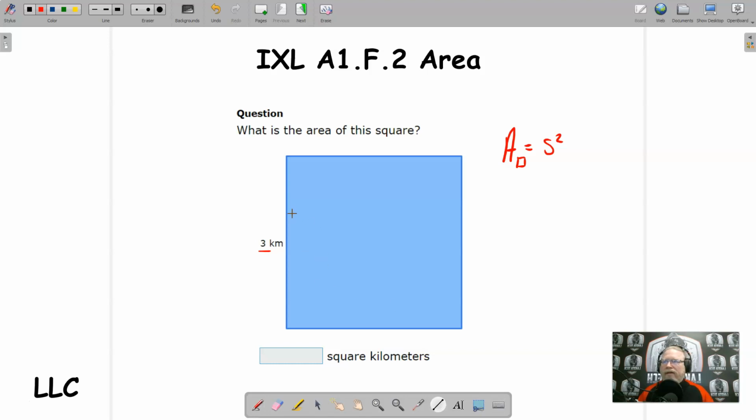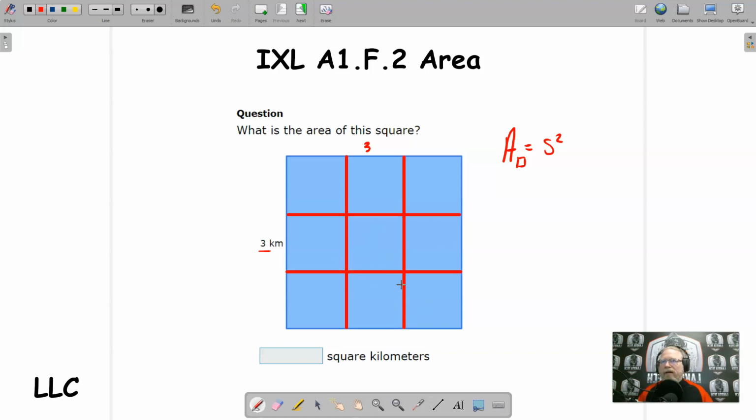And indeed, you can see that if we separate this side into 3 equal parts, and knowing that all the sides of a square are congruent with each other, then we also know that this side up here is 3 as well. If we separate it into 3 equal sections, then you can see that we end up with 9 square units inside of the square. And that's what we're talking about whenever we're talking about the concept of area.